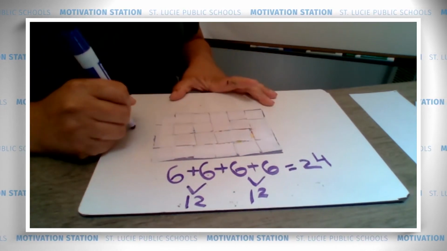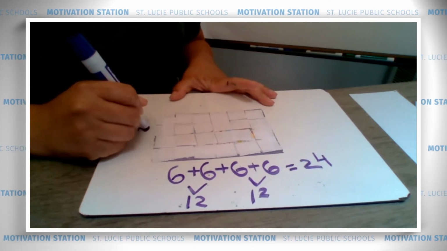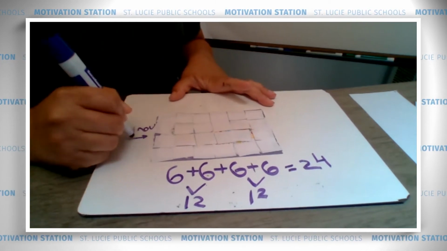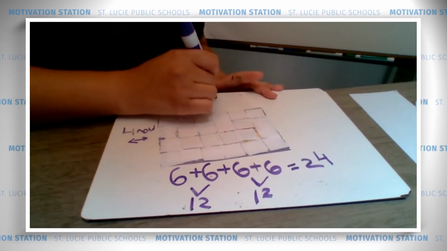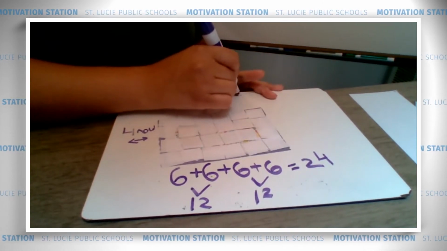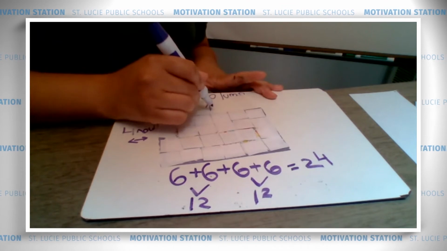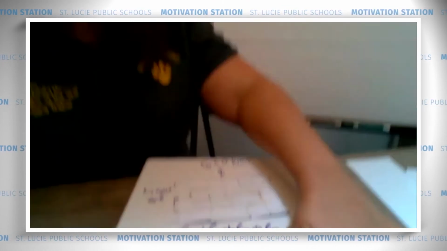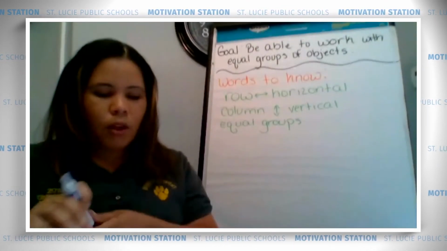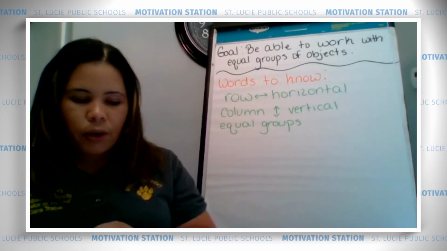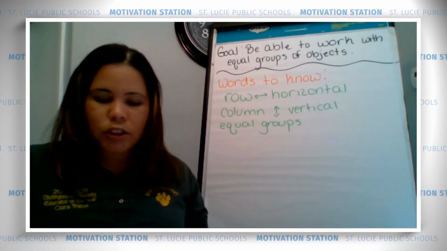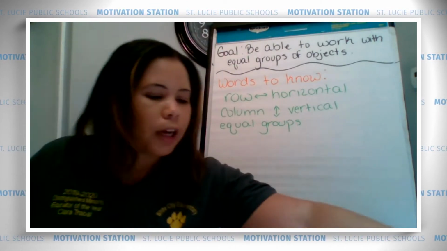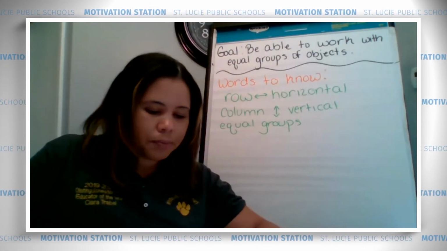So again, four rows, and our rows go horizontally, and six columns in this cake, and our columns go up and down. So that's how I organized, or how I counted out the rectangle that was already there. I partitioned it, and I was able to count out how many squares.